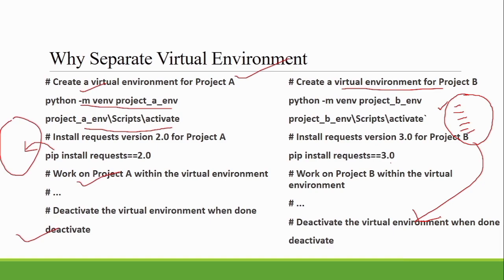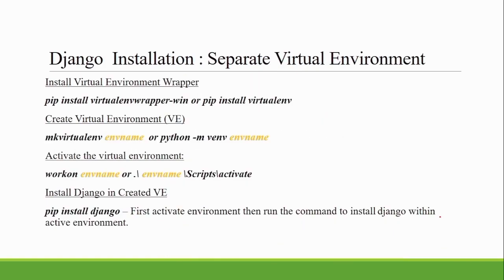Okay. So to see step by step how to install or activate the virtual environment, let us see over here. So first, install virtualenvwrapper. The first thing that you need is what? A virtualenvwrapper that will help us to create the virtual environment. You can either use this command, pip install virtualenvwrapper-win, or you can use pip install virtualenv. Now pip install virtualenv is a basic command. Over here, this is what is giving you more features.